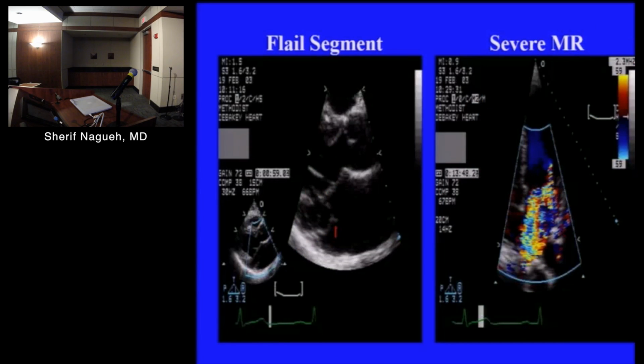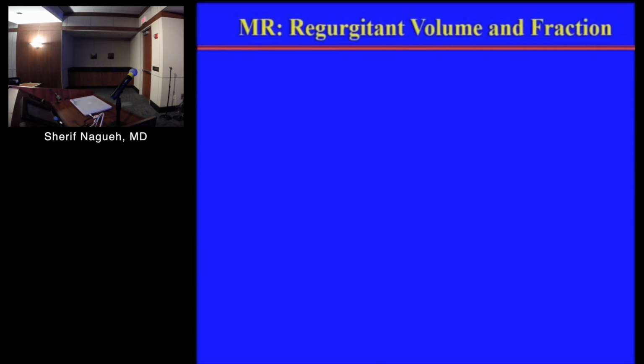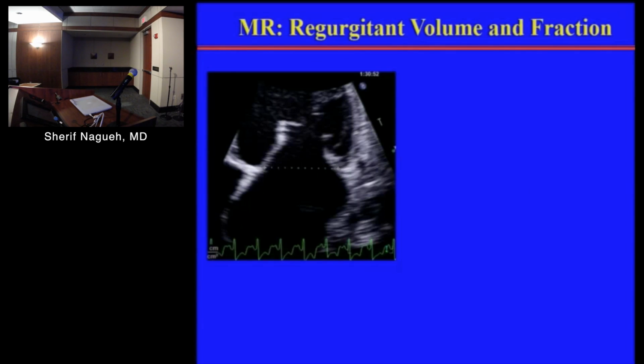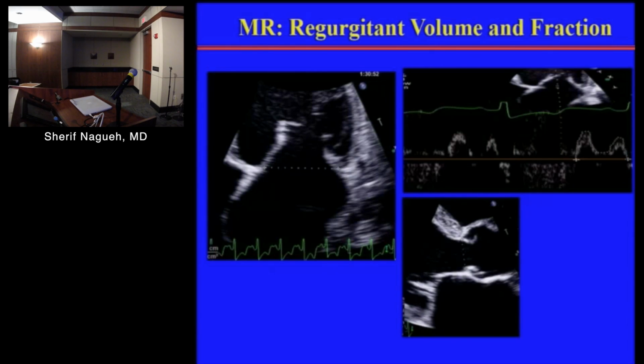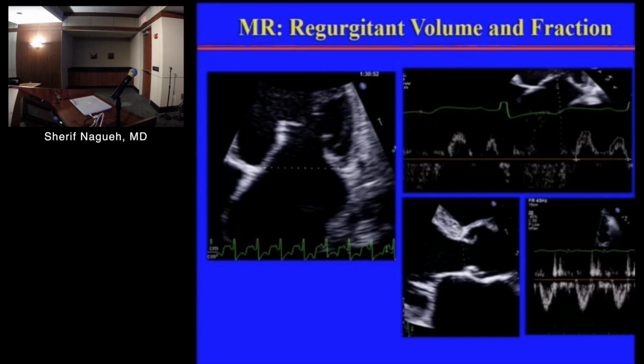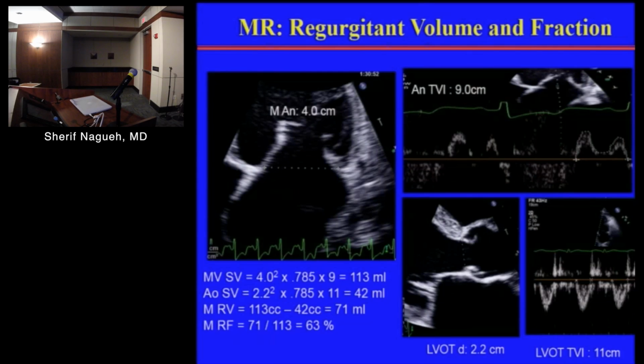Example of a patient with a flail segment and a lot of MR shown here by color. We get the mitral annulus diameter. We get the mitral flow at the level of the annulus, pulse wave Doppler, LVOT flow, LVOT TVI. Then we plug in the numbers. These are the numbers. You apply the calculations.